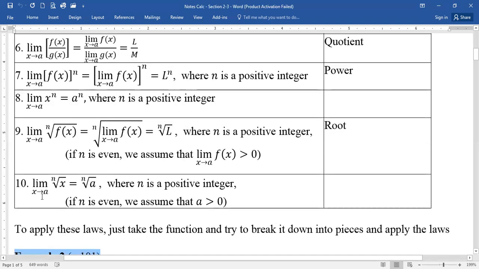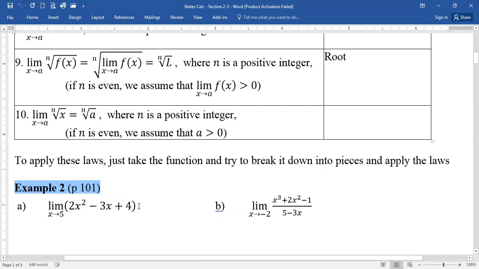Okay, and then the last one here, the limit as x approaches a of a root. Again, this is like a power, just like if we had x squared, x cubed, etc. Well, this is a square root, a cube root, a 4th root, whatever it is. If it's the limit as x approaches 2 of the cube root of x, my answer is the cube root of 2. And again, assuming that if n is even, our a is greater than 0.